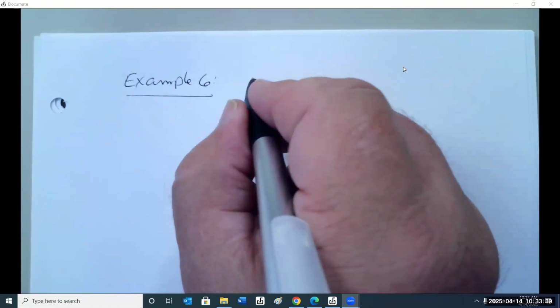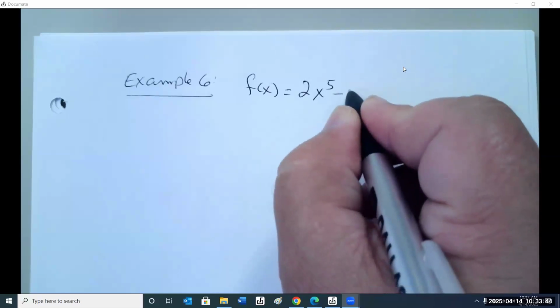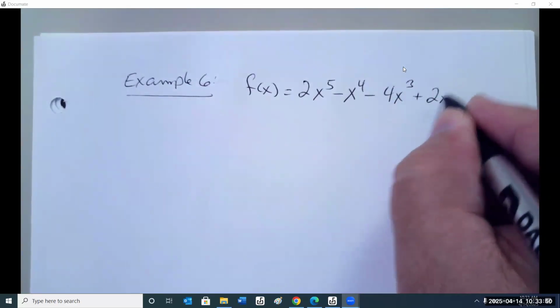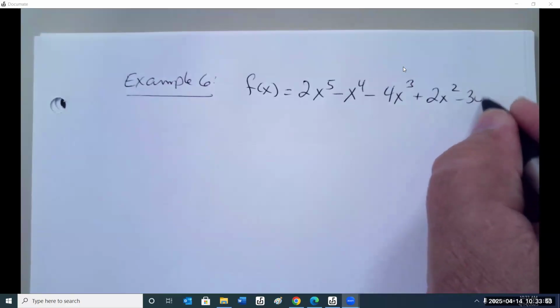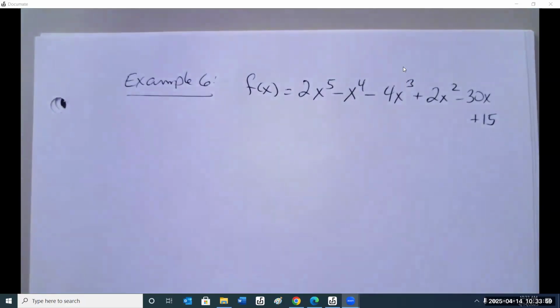All right, so let's look at the next example, because then we can narrow it down even further. Example 6. We have f of x equals 2x to the 5th minus x to the 4th minus 4x cubed plus 2x squared minus 30x plus 15. Factor this equation out. Find me all the zeros and factor it.